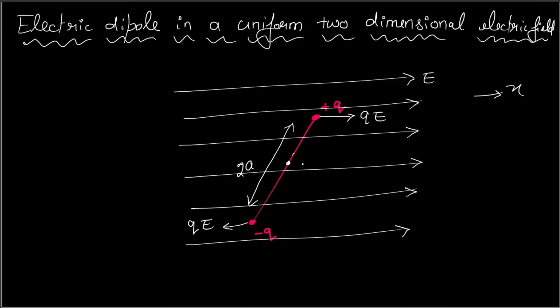Let's suppose this is the theta angle the dipole is making, because dipole has the direction from the negative to the positive. We generally write it as the p vector, and then this is the electric field direction, basically. And then I have to write the torque. For this I have to go to the next slide.